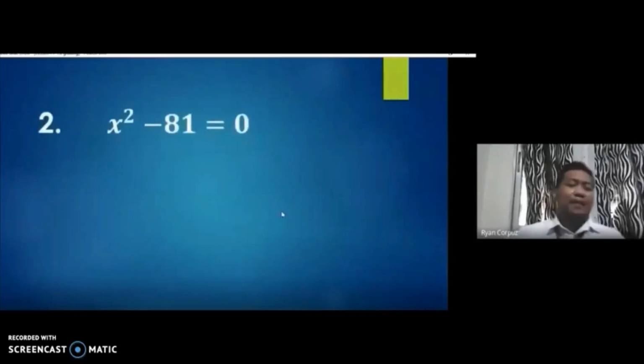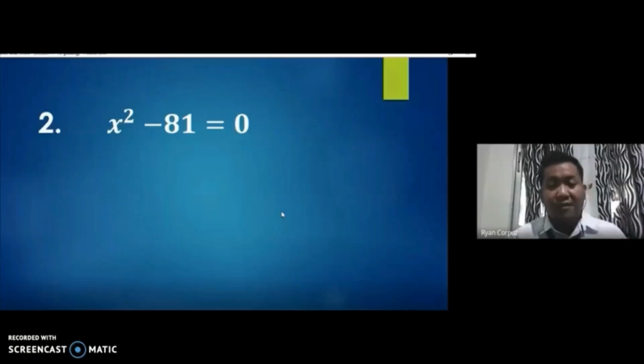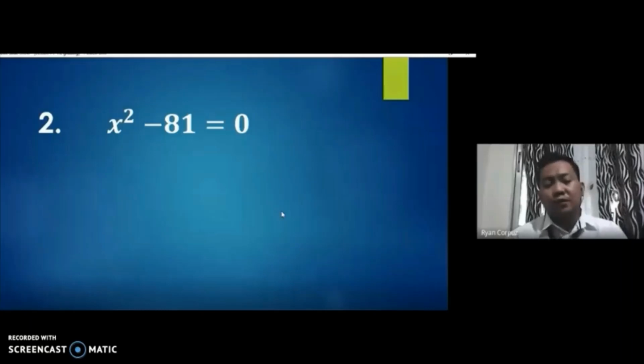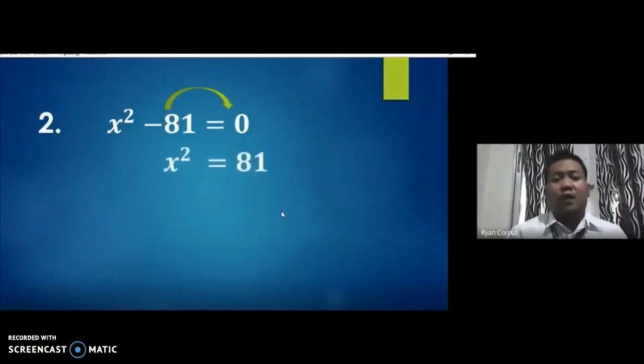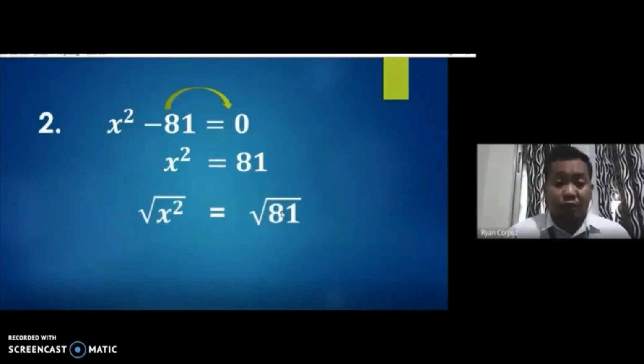Let's have this example: x squared minus 81 is equal to 0. The equation is written in general form wherein the linear term is not present. According to the steps that we have to follow, the first thing we are going to do is move the constant term to the right side of the equation. So if we move that, we come up with x squared is equal to 81.